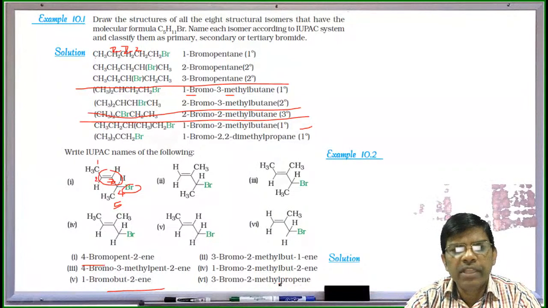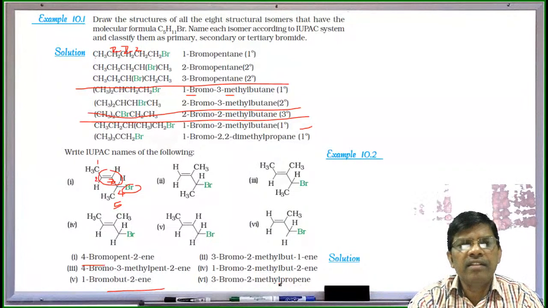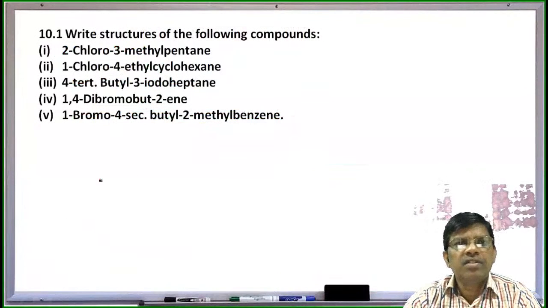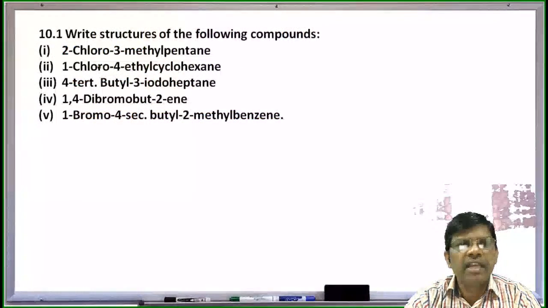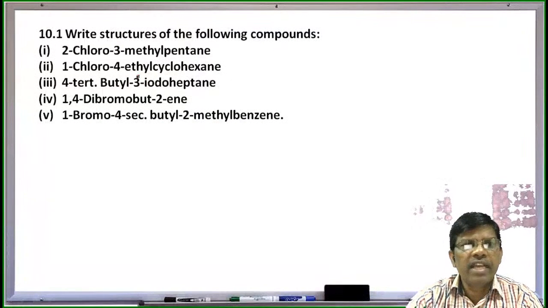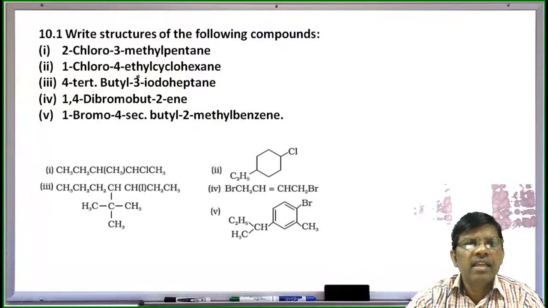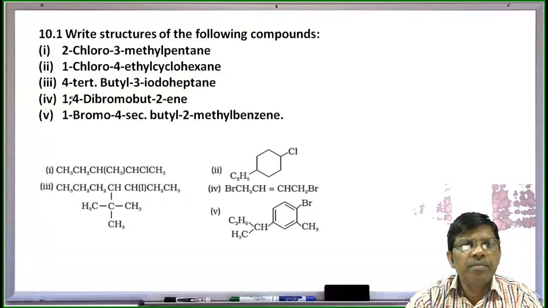3-bromo-2-methylpropene. Like this you can give the nomenclature, right? So, write structures of the following compounds: 2-chloro-3-methylpentane, 1-chloro-4-ethylcyclohexane, 4-tertiary butyl. Yes, you can write the names. Based on the names you can write the structures.